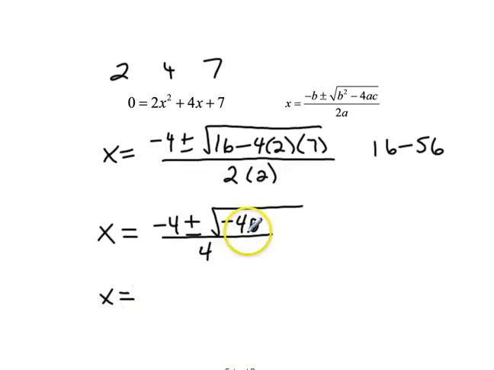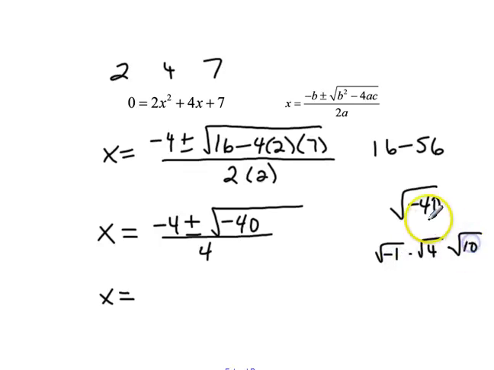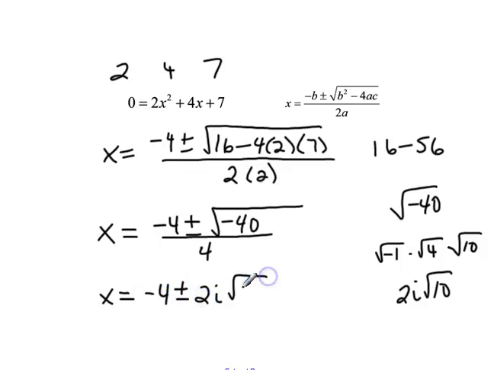So we're going to simplify the square root of -40, just like we did on the page before. That's the square root of -1 times the square root of 4 times the square root of 10. You can simplify 40 however you like. Here we get 2 times i times the square root of 10. So -4 plus or minus 2i times the square root of 10, all over 4.